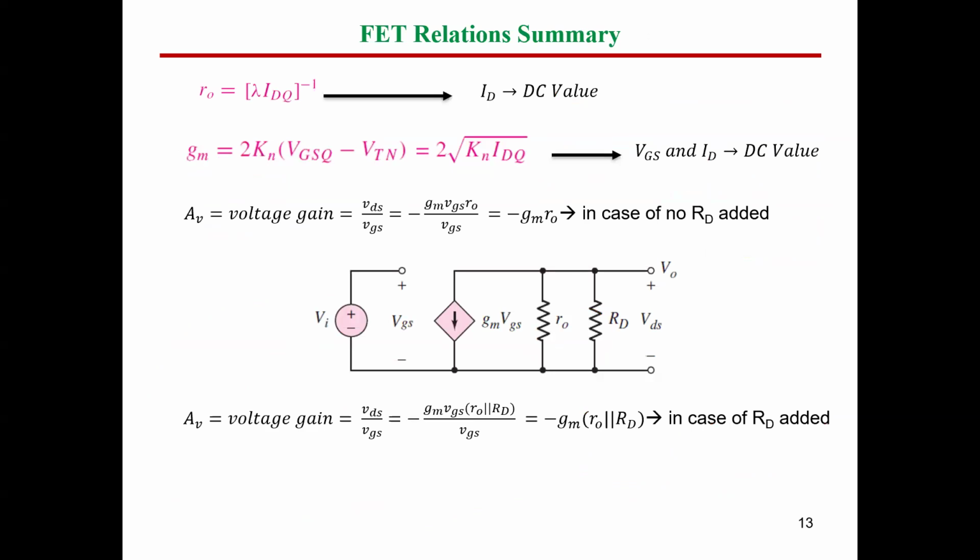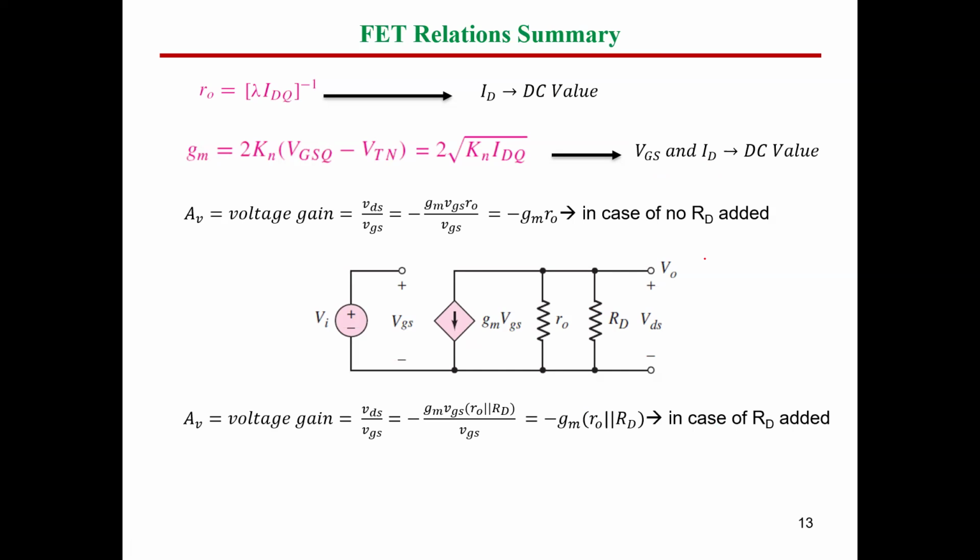So we can summarize our relations in this slide now, guys. We have R out equals the inverse of lambda IDQ, where IDQ is the DC value. GM, the transconductance, equals 2Kn times VGSQ minus VTN, or 2 times root Kn IDQ. And VGS and ID are the DC values. We get them in the DC analysis.